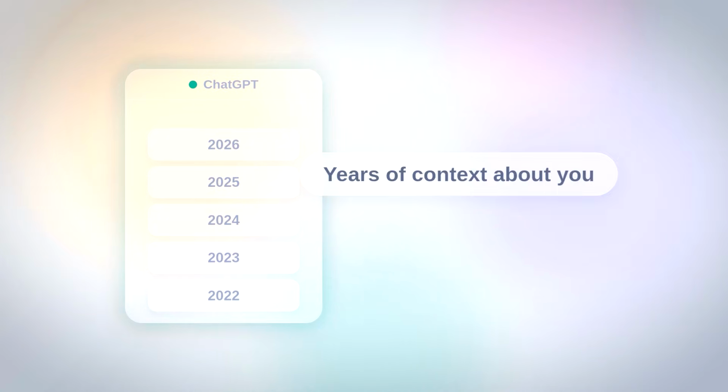What is the actual problem? ChatGPT already holds years of context about you. Let's move everything ChatGPT knows from there to Claude. Here comes step 2. Export the memory information from ChatGPT and paste it into Claude.